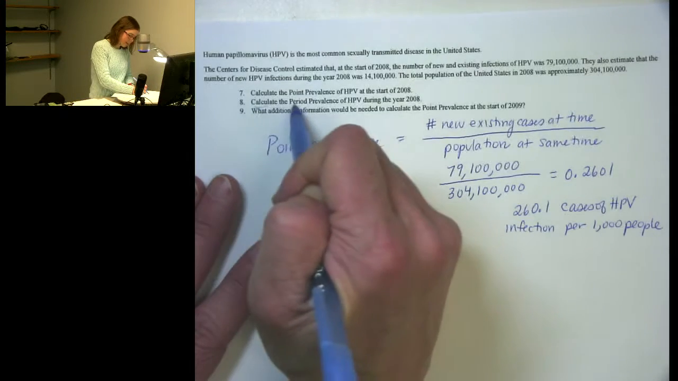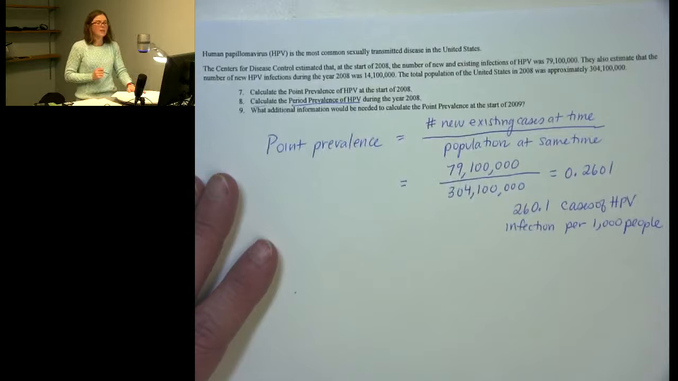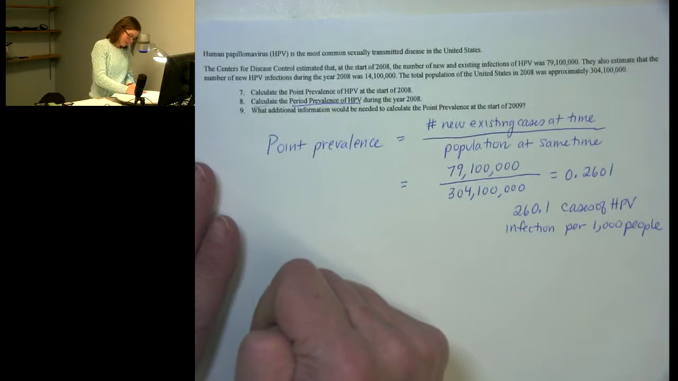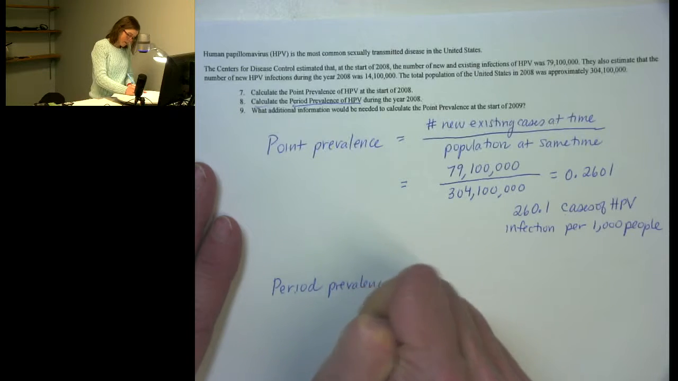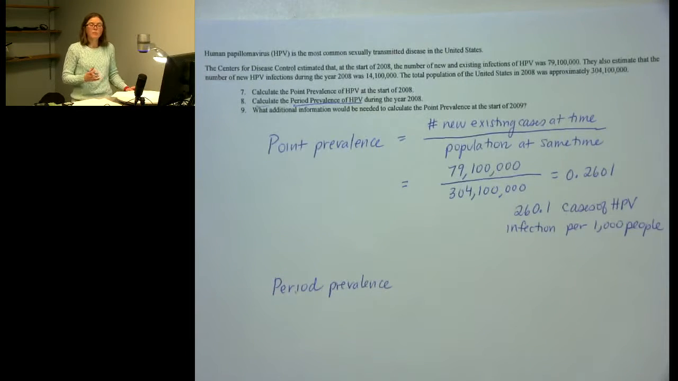Question 8 asks us to calculate the period prevalence of HPV during the year 2008. Now, period prevalence is different from point prevalence because point prevalence is like if I take a quick peek right at this exact moment at the start of 2008, what proportion of the population has HPV infection at this time. Period prevalence says if I look over the entire year, what proportion of the population experienced HPV infection, new or existing, at some point during that year.